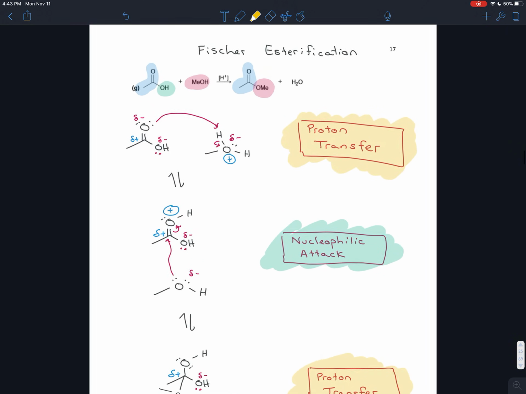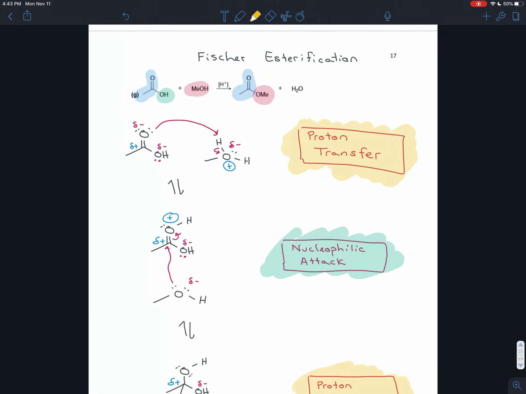This particular mechanism, as I mentioned, is called Fischer Esterification. What it is, is creating an ester by combining a carboxylic acid and an alcohol. And it's significant because this mechanism is the exact mechanism for how triglycerides form in your body between glycerol and fatty acids, which are carboxylic acids. And it's also how plants make fragrances in fruits and flowers.